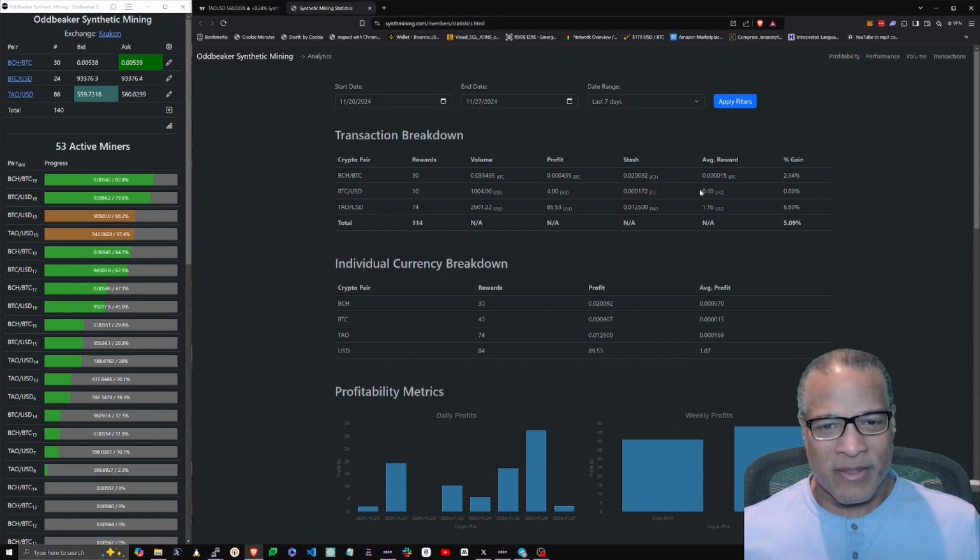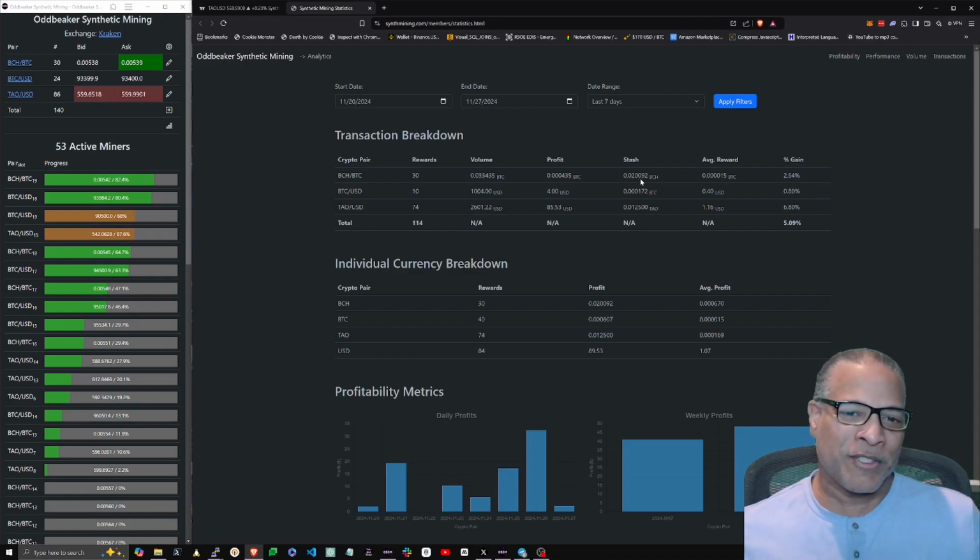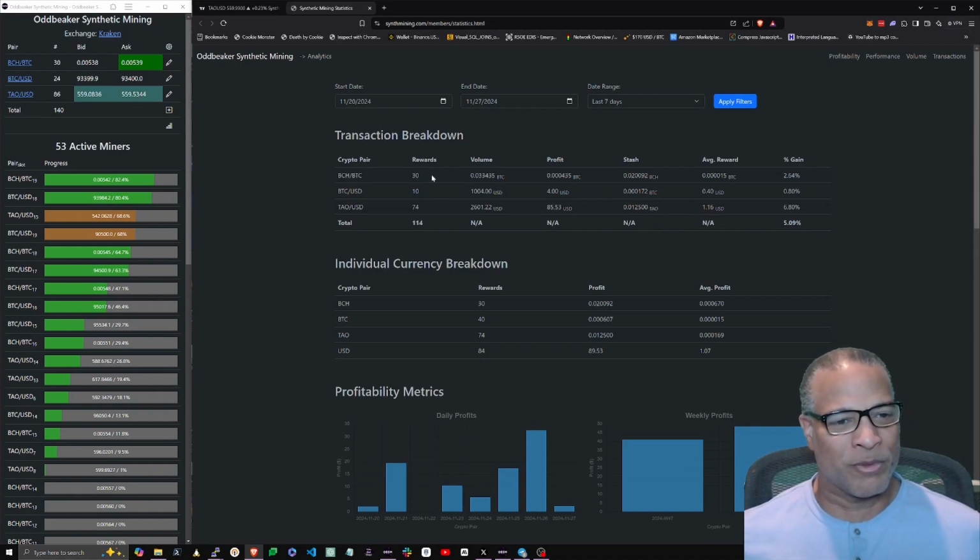So here's the average reward over here. The stash amount, oh, that's Bitcoin Cash, right? So it's stashing some Bitcoin Cash too, which eventually I'll turn around and sell for Bitcoin when it reaches a certain amount, right? But this is 1 week, so 30 per week. Let's say for 4 weeks, that's $120 worth of Bitcoin that I'm putting away every month at this rate, right? $74 in USD that I'm putting away.